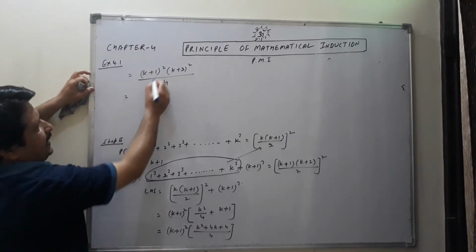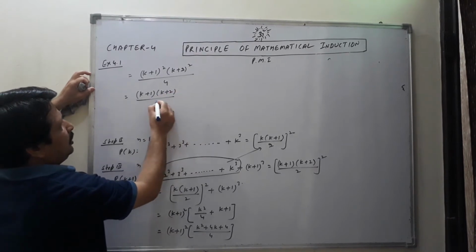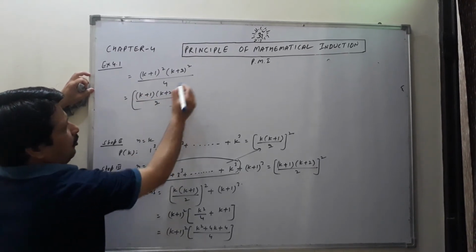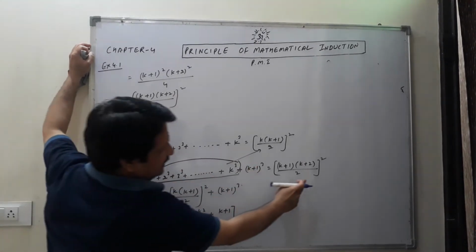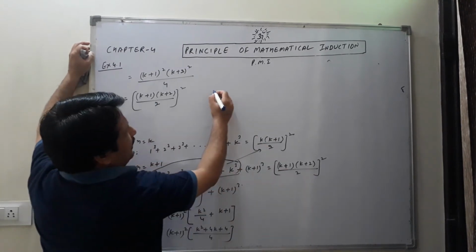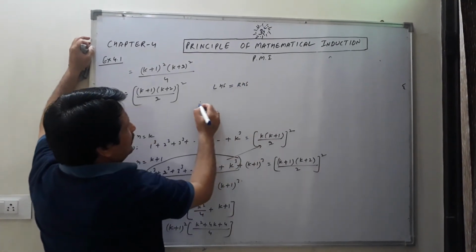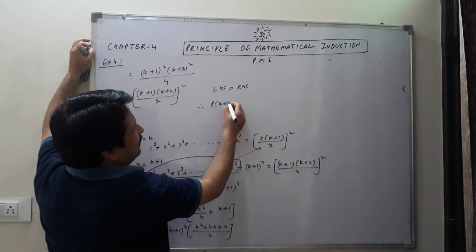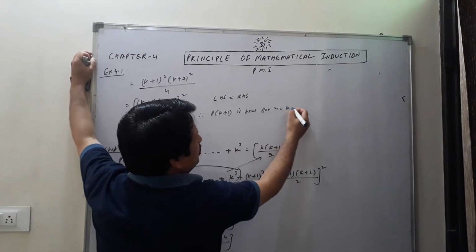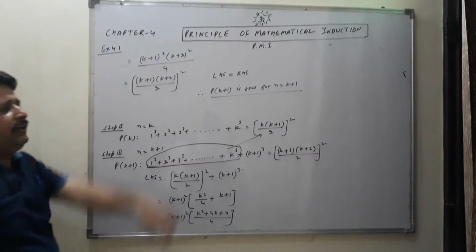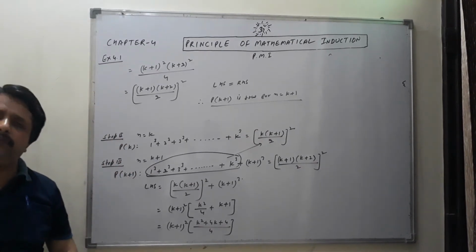And now we can write it in the combined form, that is k plus 1 into k plus 2 upon 2, whole square. And if you see, students, now your left hand side and the right hand side are both the same. So we can write here the left hand side is equal to the right hand side. Therefore, P of k plus 1 is true for n is equal to k plus 1. This is the way to write your answer, students. These are the 3 steps to solve this type of question.